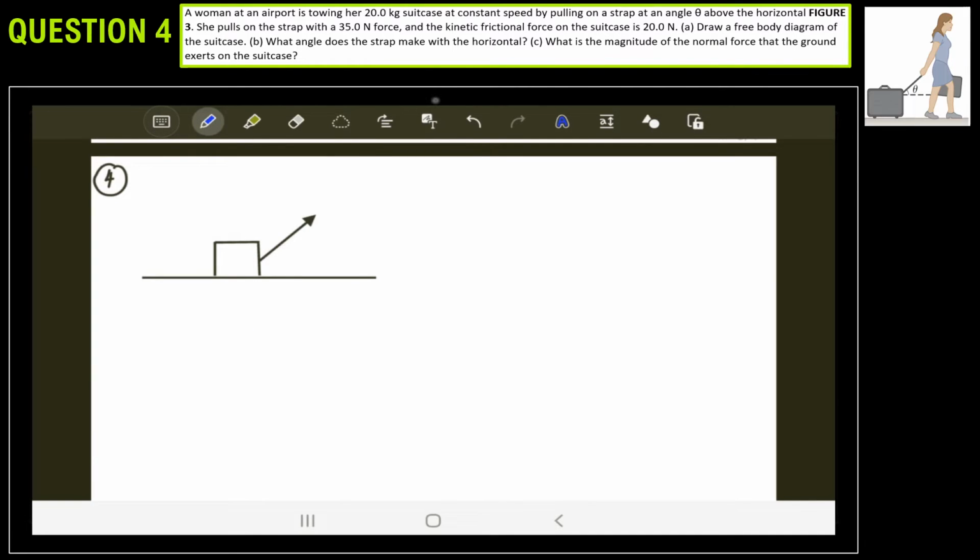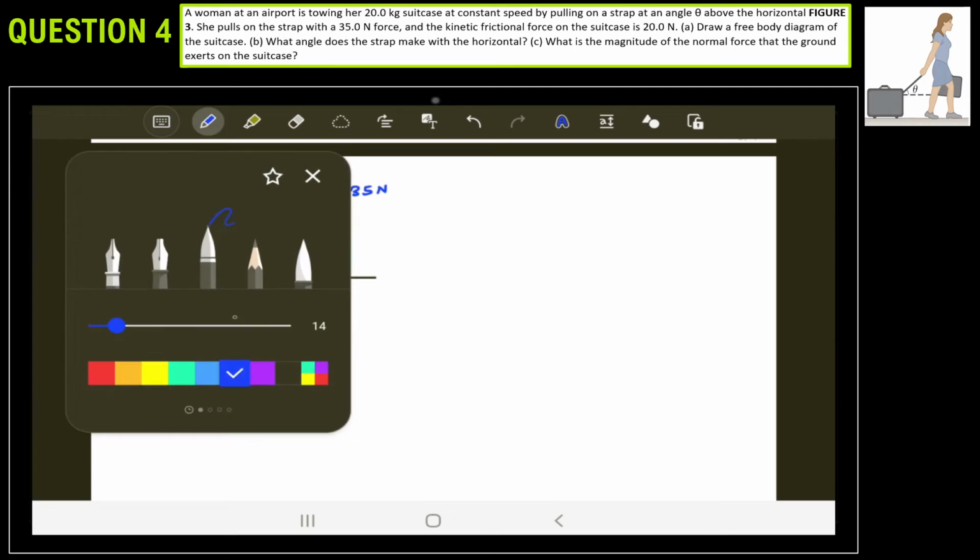Alright, so the woman is pulling the bag at an angle, which we don't know, so this is the angle theta. F1, the force from the woman, is given as 35 Newton. Given that the frictional force on the suitcase is 20 Newton, the frictional force is in the opposite direction and it's 20 Newton.